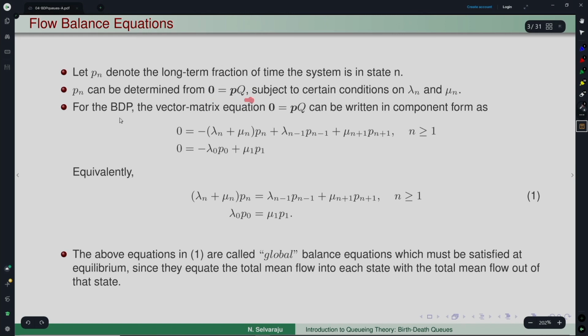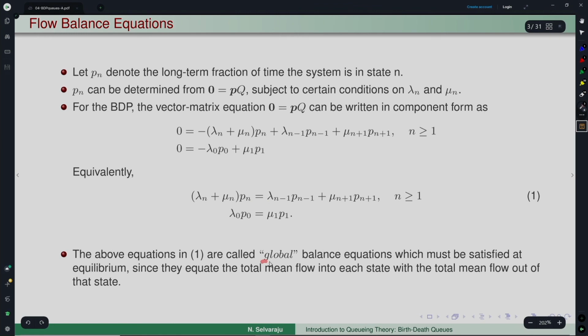Now, this vector can be written in component form, which will basically give the difference equation that you will be obtaining, or equivalently you can write it in this form as a flow balance equation, which we have already seen. This is the rate of flow out of state n, and this is the rate of flow into state n, and at equilibrium in steady state these two flows must be equal, and hence this equality is true, and this is called the global balance equations or simply balance equation. We may not use the word global often, but by balance equation we always mean the global balance equation, which is what is given here.